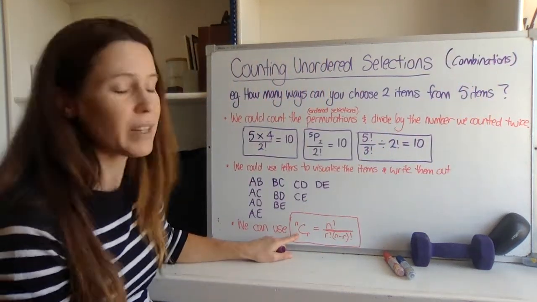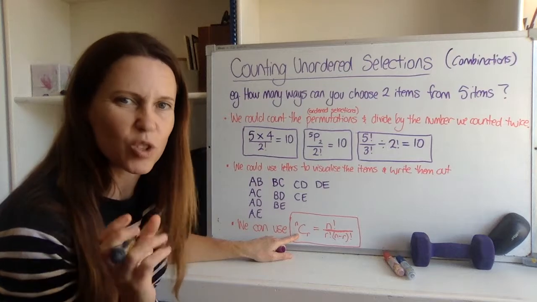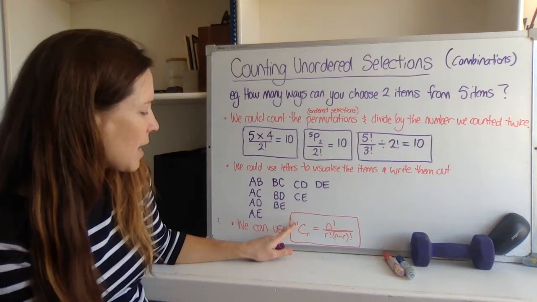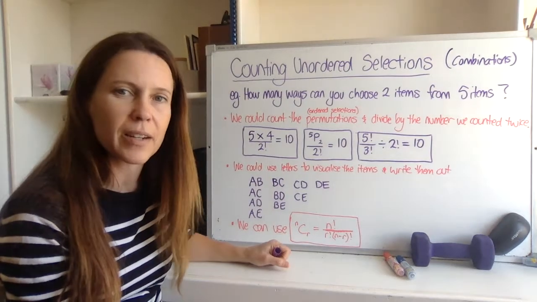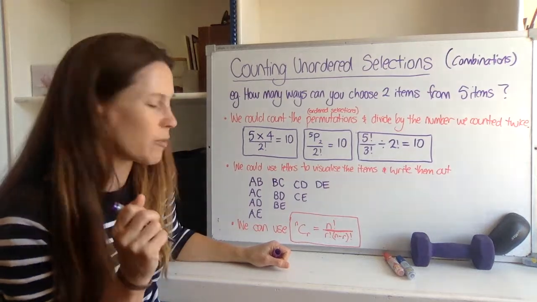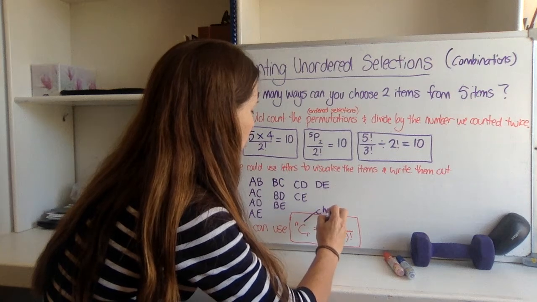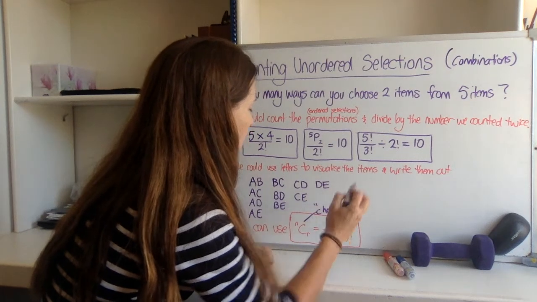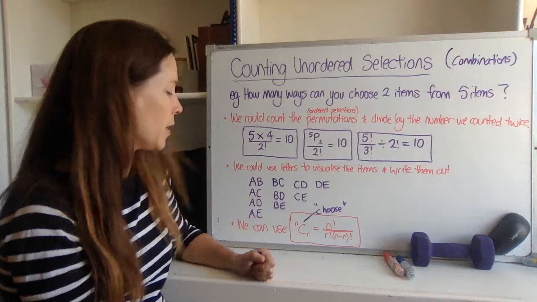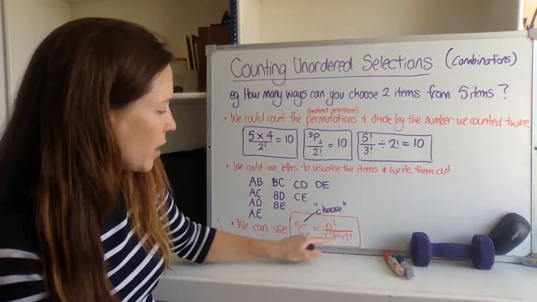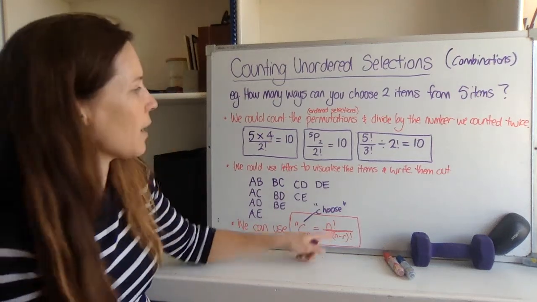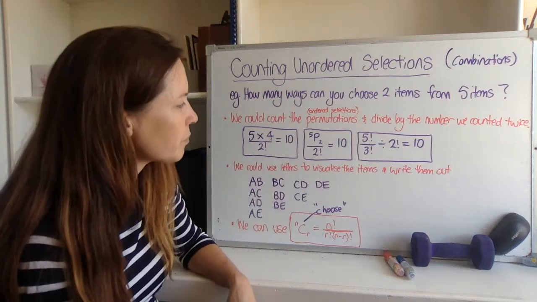And conveniently enough, the C also sort of stands for choose. So you can think of it as N choose R. How many ways can I choose R things out of N things? And that can help you remember. So we'll put a little choose in there, because it's a good way of helping you remember how to use it. Now, this formula here, we can actually sort of prove looking at our own reasoning back further.